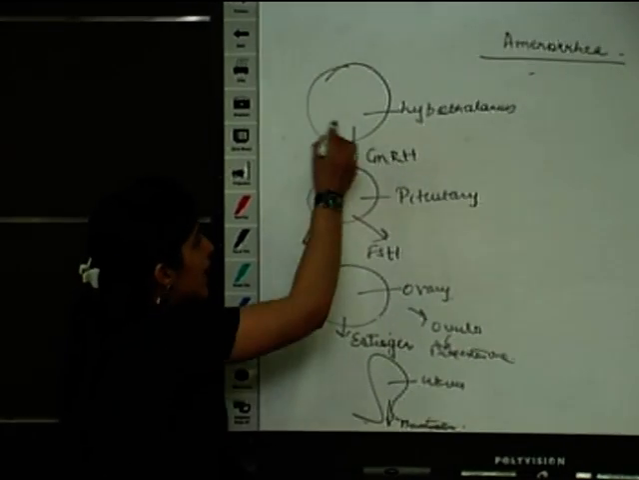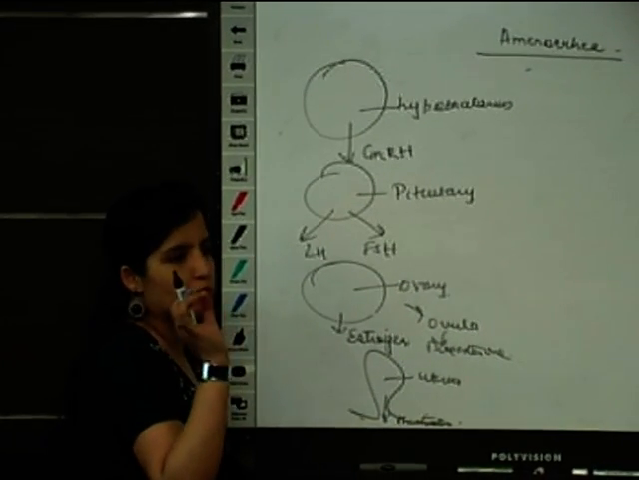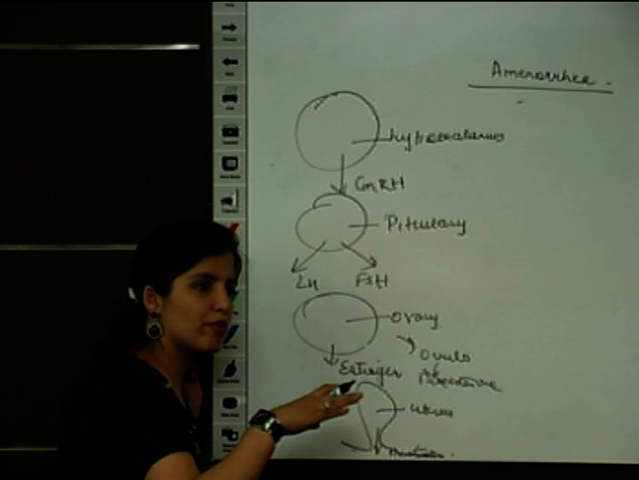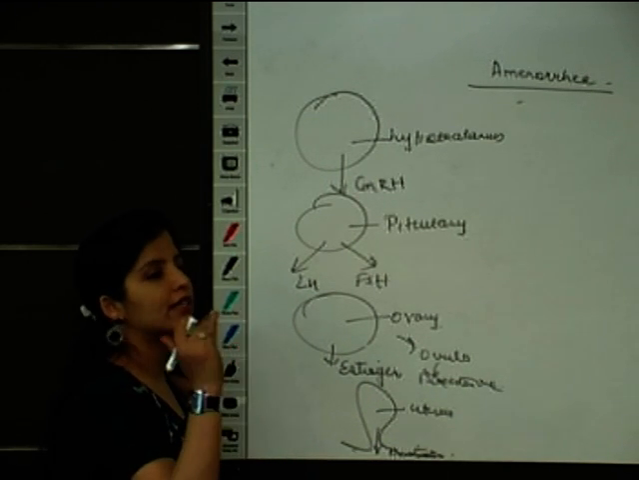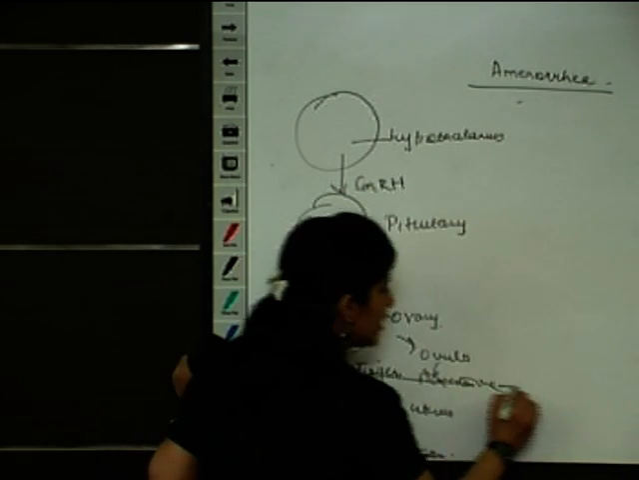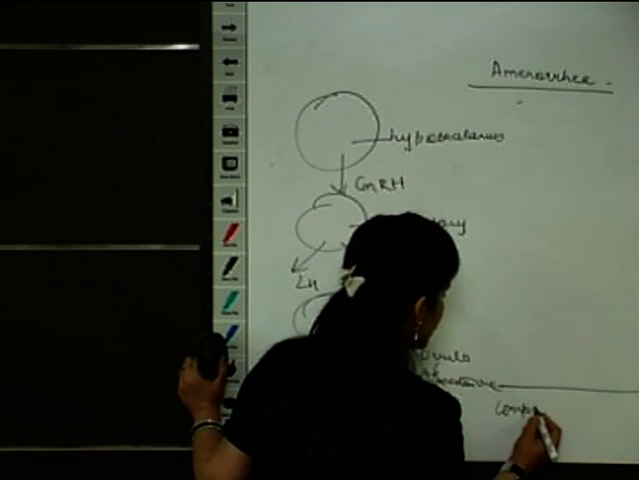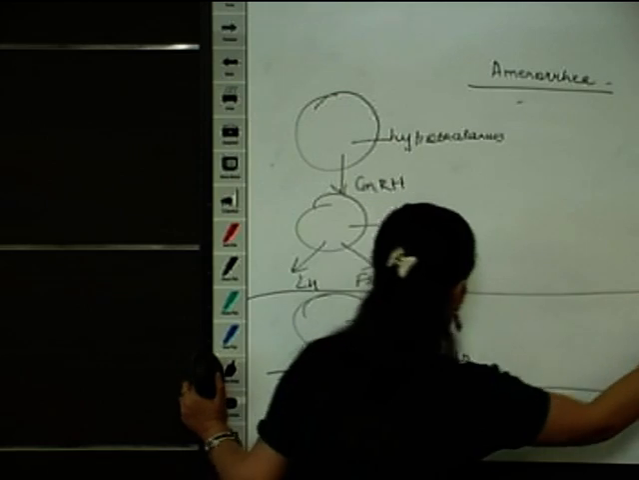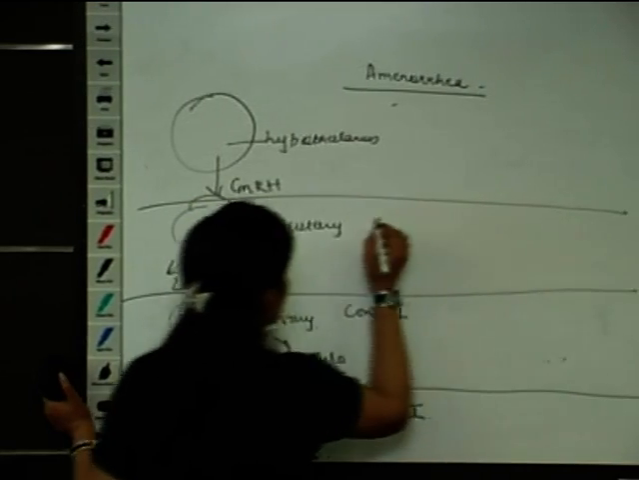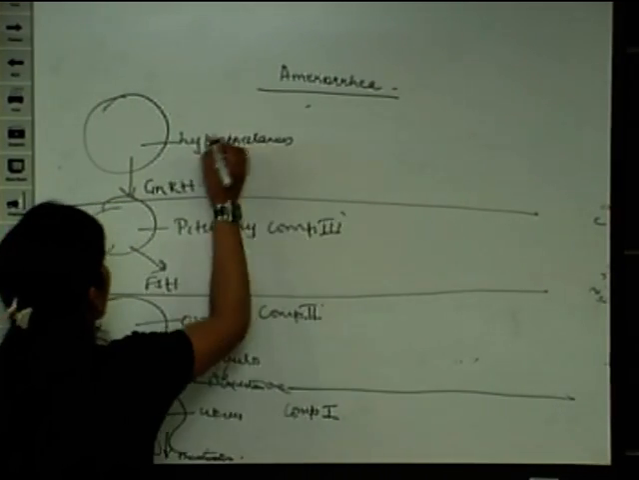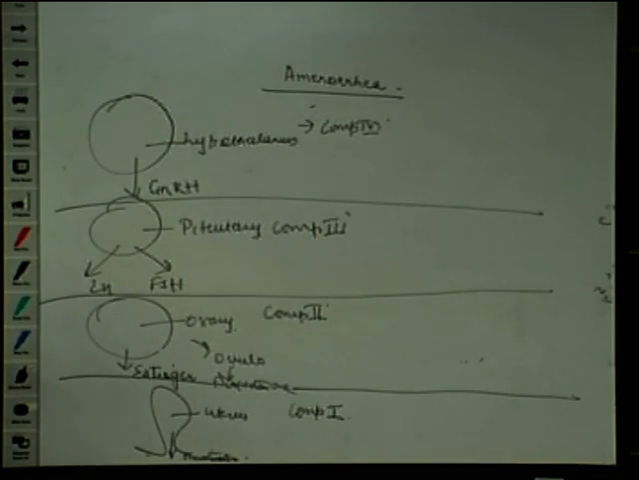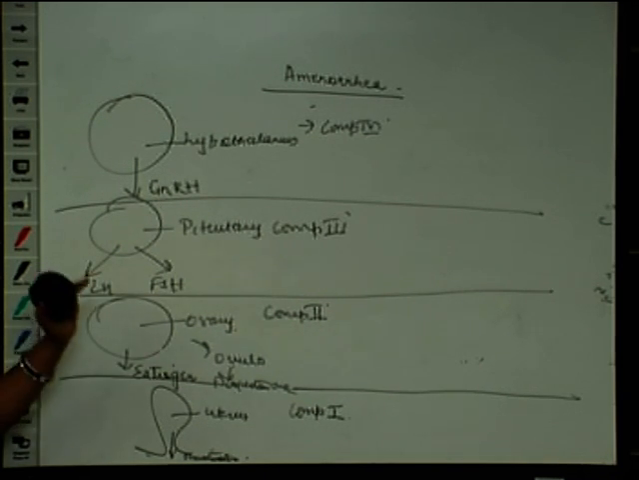If there is a problem at any of these levels, a female will not be able to menstruate. So the causes of amenorrhea, whether it is primary amenorrhea or secondary amenorrhea, can be broadly classified into 4 compartments. For example, first compartment is uterus. The second compartment is ovary. Third compartment is pituitary. And then we have the fourth compartment, hypothalamus.